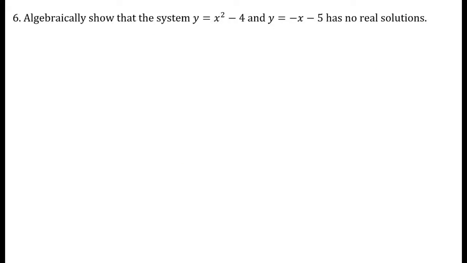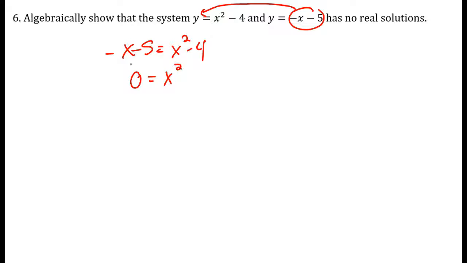Number 6, algebraically show that the system y equals x squared minus 4 and y equals negative x minus 5 has no real solutions. Well, when I solve a system, I can use substitution. So I'm going to pick up that negative x minus 5 and plug it in for y. Negative x minus 5 equals x squared minus 4. 0 equals x squared plus x plus 1, because when I solve a quadratic, I want it set equal to 0.